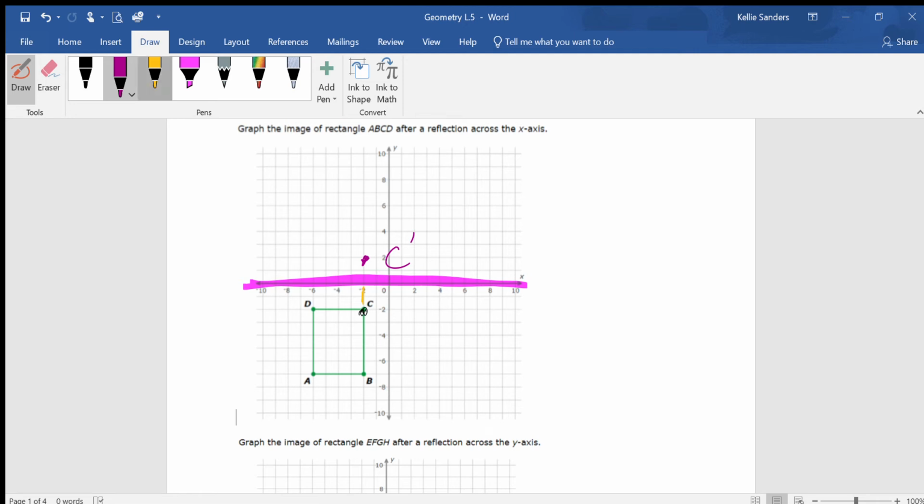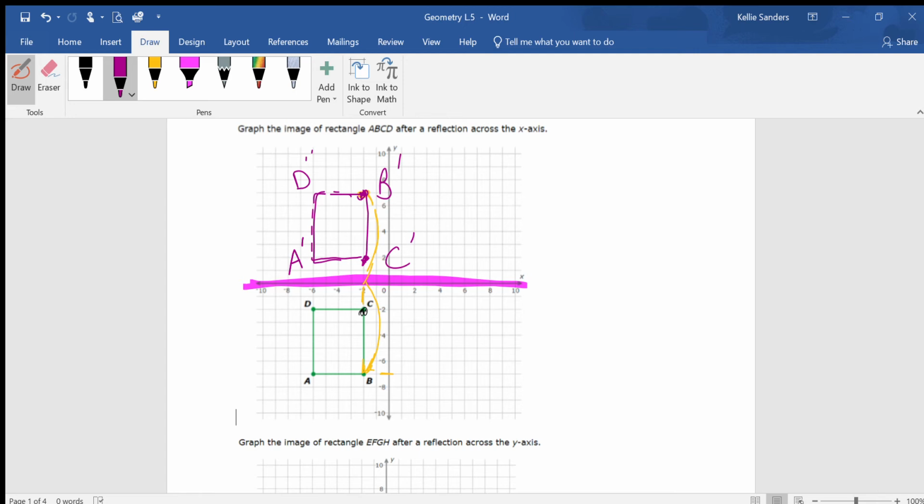Then B is right here, which is 7 units below the x-axis. So we would go 7 units above the x-axis. Let me put that in purple. And so that would be B prime. So then you'd have a line right there. Then we would just kind of complete the triangle. That would be D prime, and that would be A prime. Right. So that would be your answer.